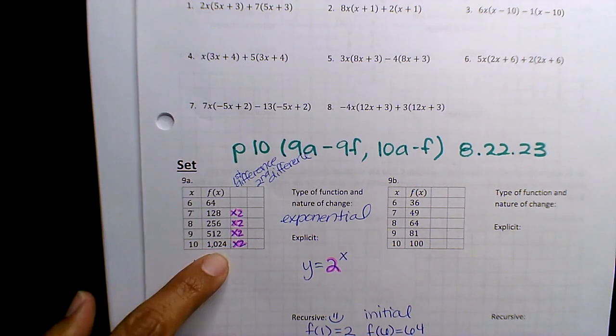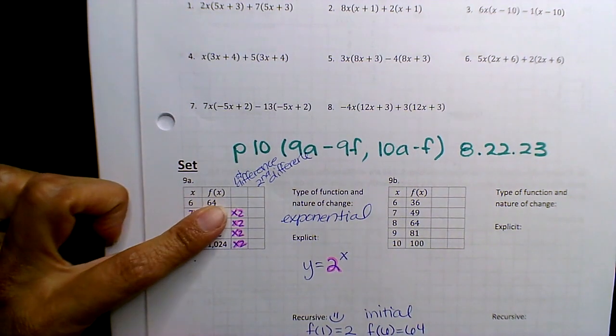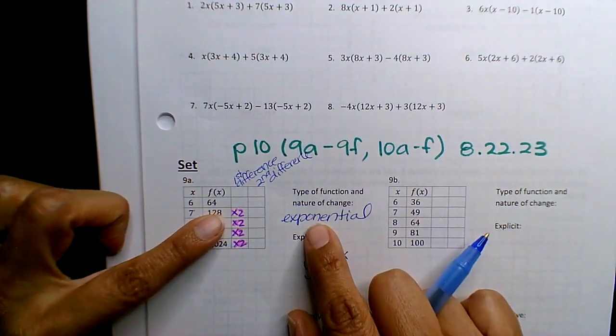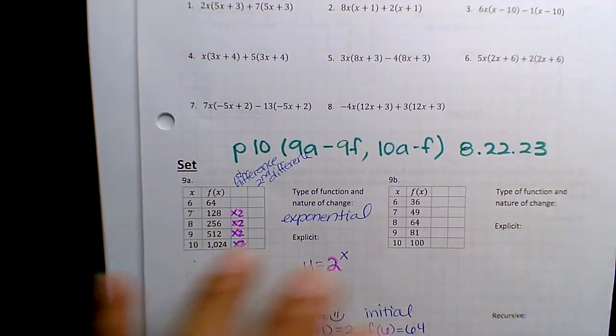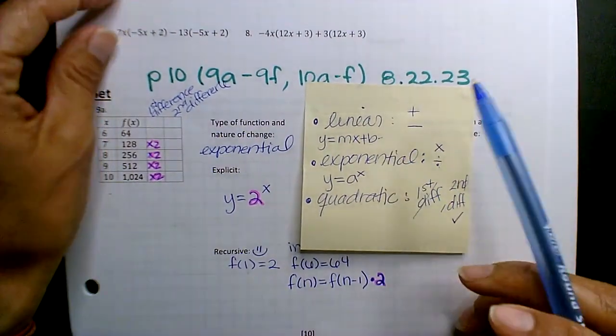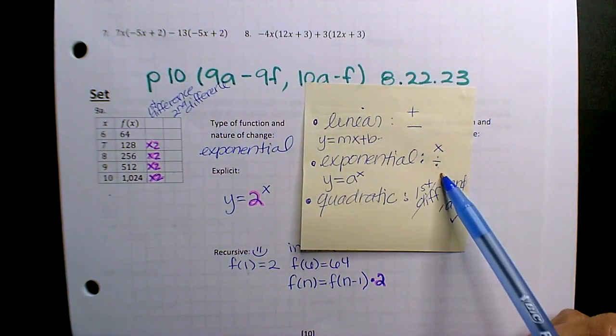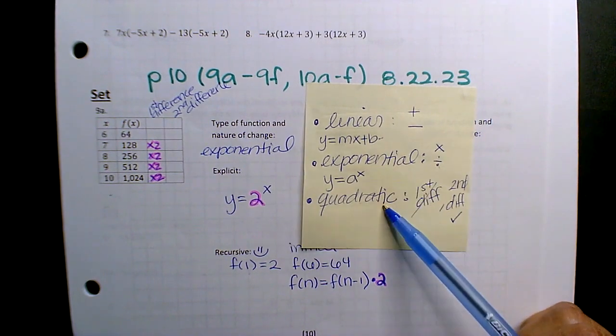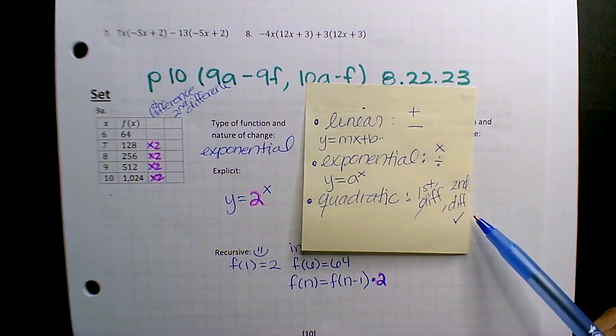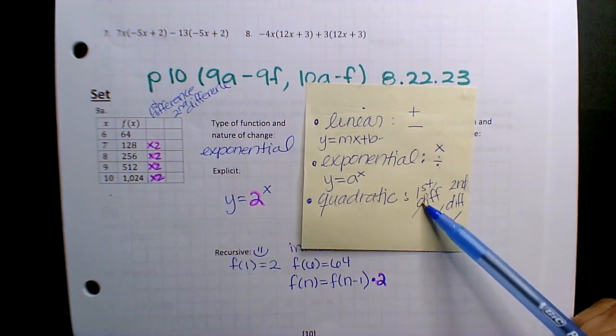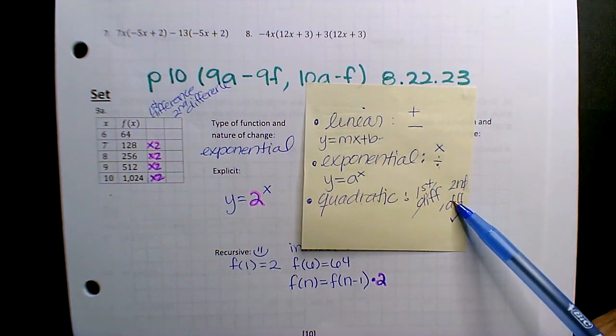Right. Yesterday, you guys figured out the pattern was times 2 because you are multiplying. It's exponential, right? Linear is when you're adding and subtracting. Exponential is when you're multiplying or dividing by a value. Quadratic, you're going to hit the second difference, right? Because the first difference is not a constant, but then the second difference does become a constant, and that's quadratic.